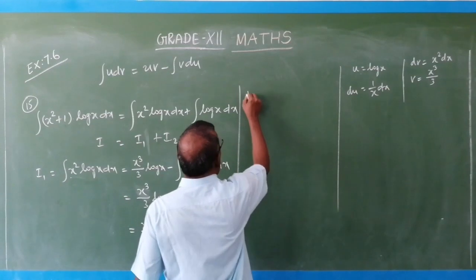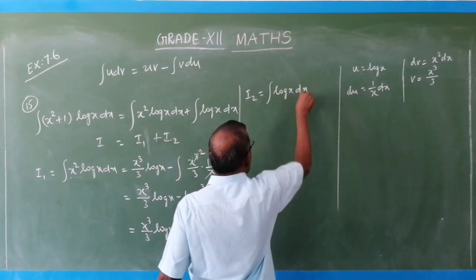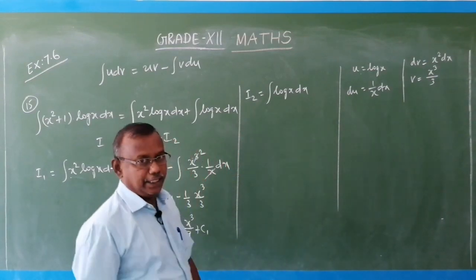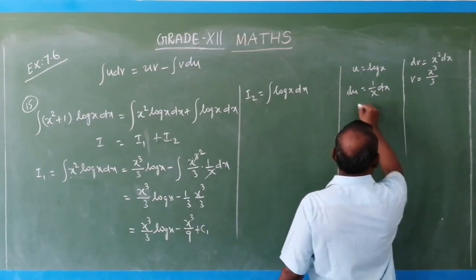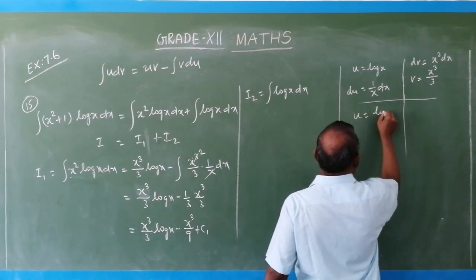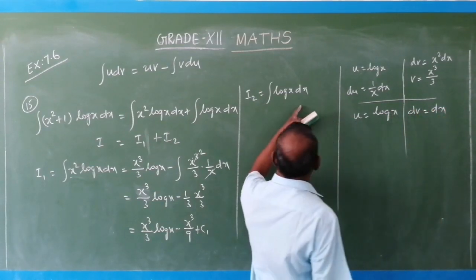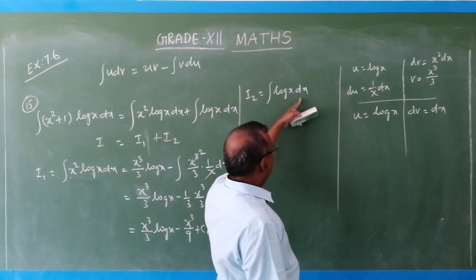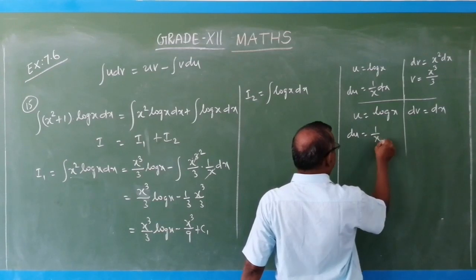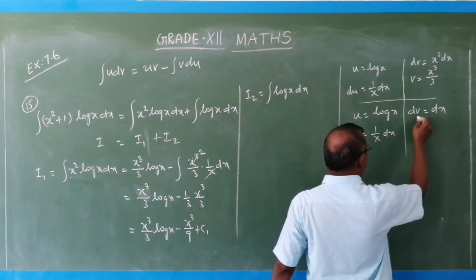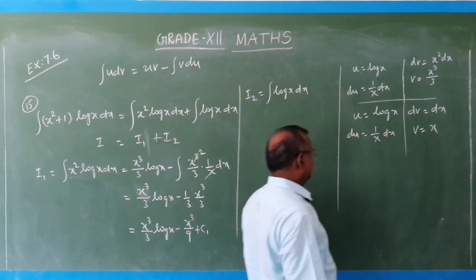And I2 equal to integral log x into dx. So log x cannot be integrated directly. So we have to use integration by parts only. Preferably u equal to log x and dv equal to dx. So take u as log x and dv as dx. We differentiate u, so du equal to 1 by x into dx. We integrate dv, so v equal to integral dx means x.